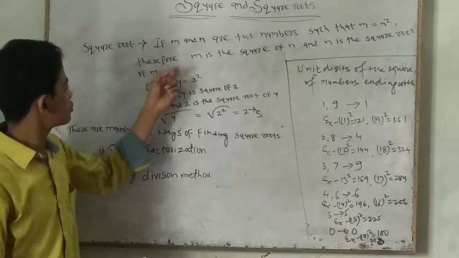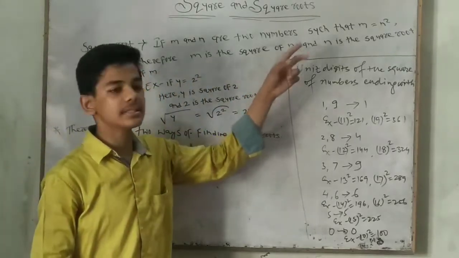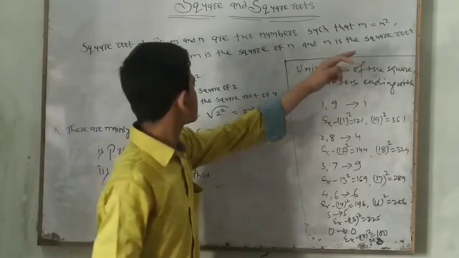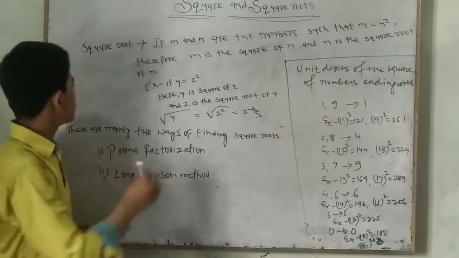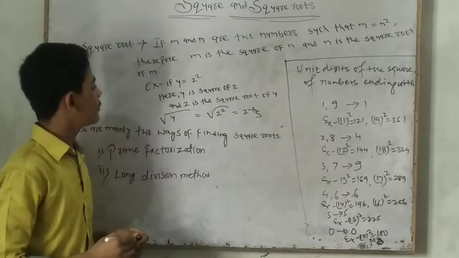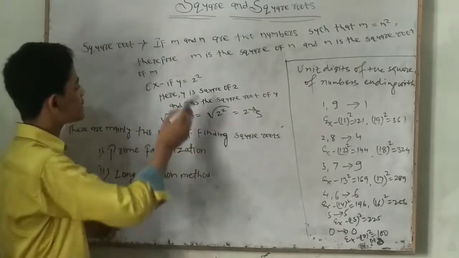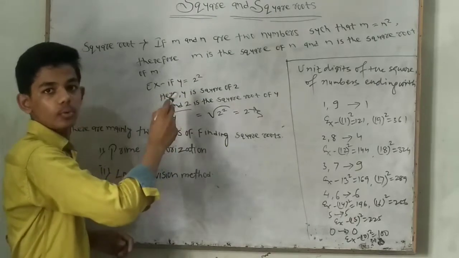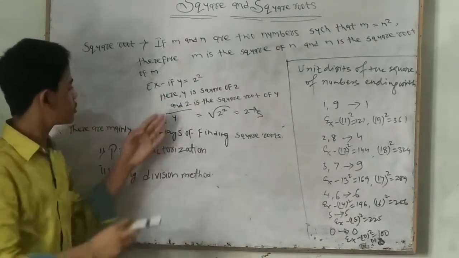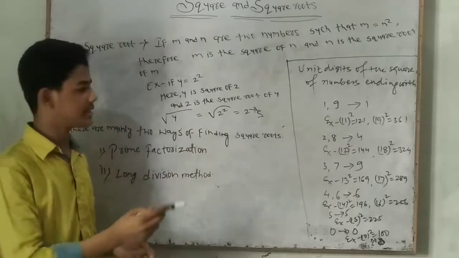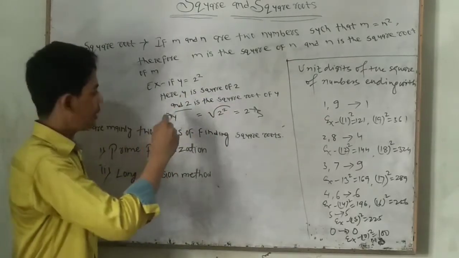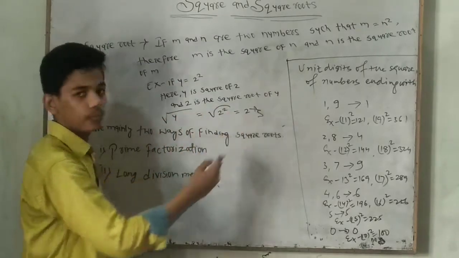In the next also, m is the square of n, meaning the value of n is the square root of m. For example, if 4 is equal to 2 squared, it means 4 is the square of 2 and 2 is the square root of 4. Here also, 4 is the square of 2, meaning 4 is 2 times 2, and 2 is the square root of 4.